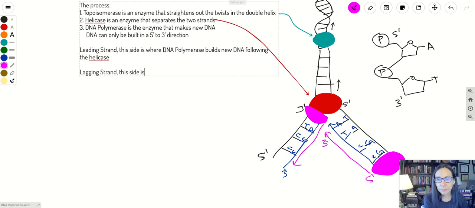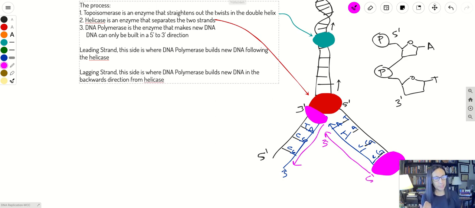So this side is where DNA polymerase builds new DNA in the opposite direction of helicase. I'm going to say in the backwards direction from helicase. Okay, so it's going opposite. And so that's called the lagging strand. And so it's going to make this little piece right here, and then it's going to jump up here and make another little piece. Then it's going to jump up here and make another little piece. So the lagging strand is making its new DNA in pieces.